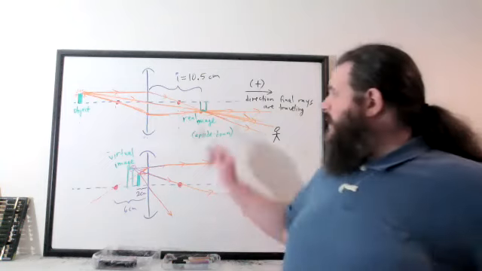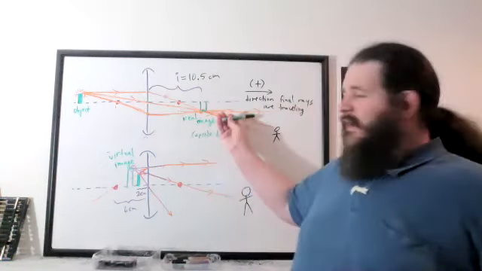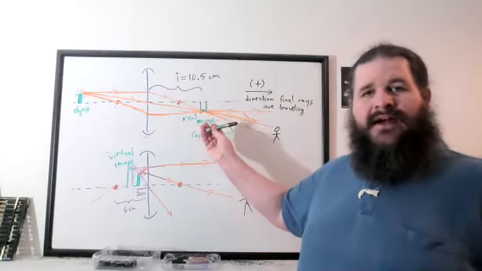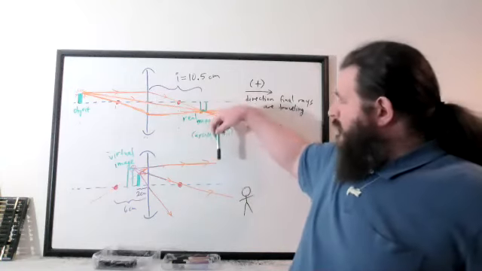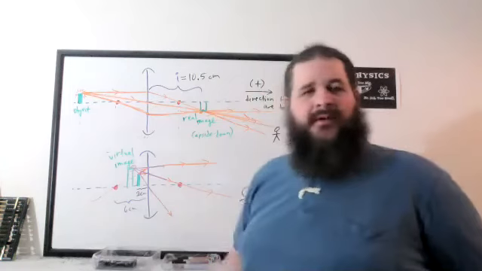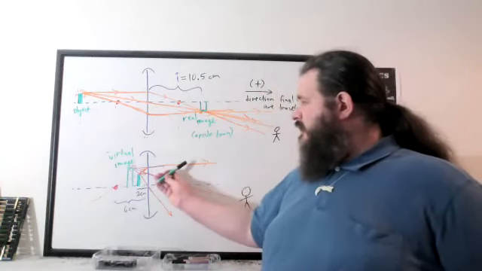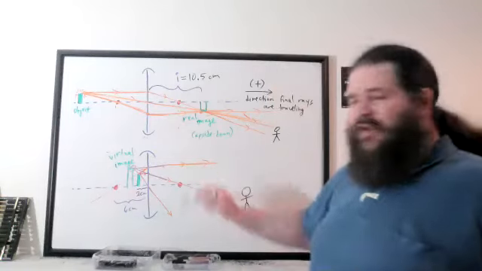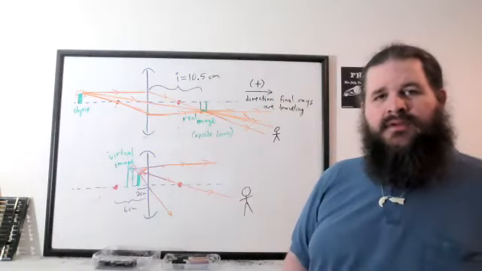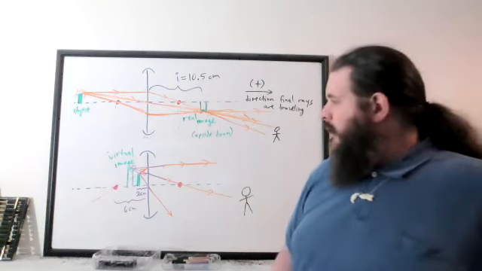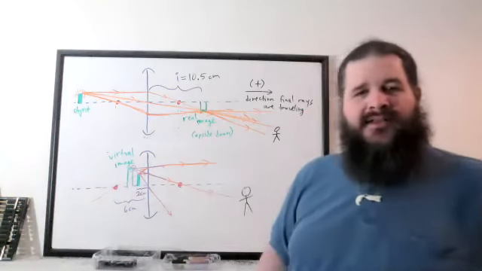And in general, the real image is always going to be on the side light is traveling on. So that's going to be a positive value for I. And it's always going to be upside down, inverted compared to the original object. A virtual image, on the other hand, is always on the opposite side from the side light is traveling on at the end. You might say it's behind the lens. And it's going to be right side up. It's not inverted.